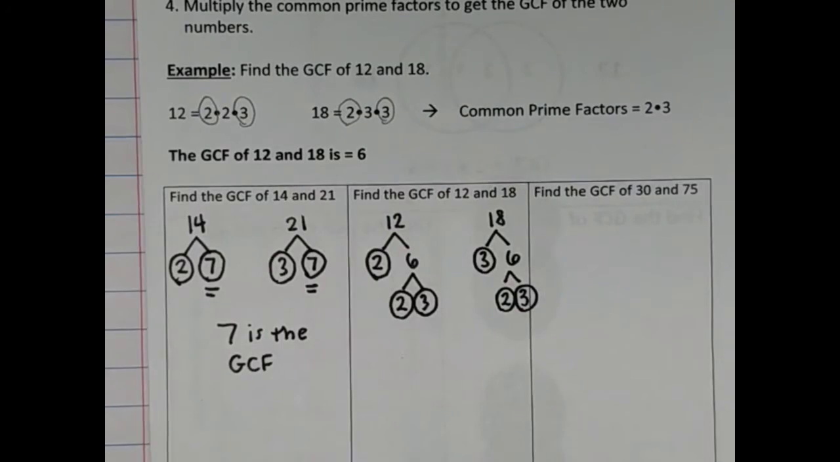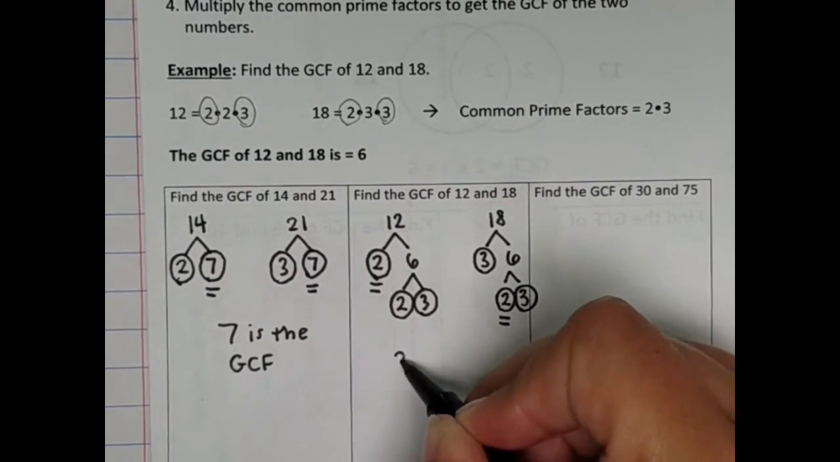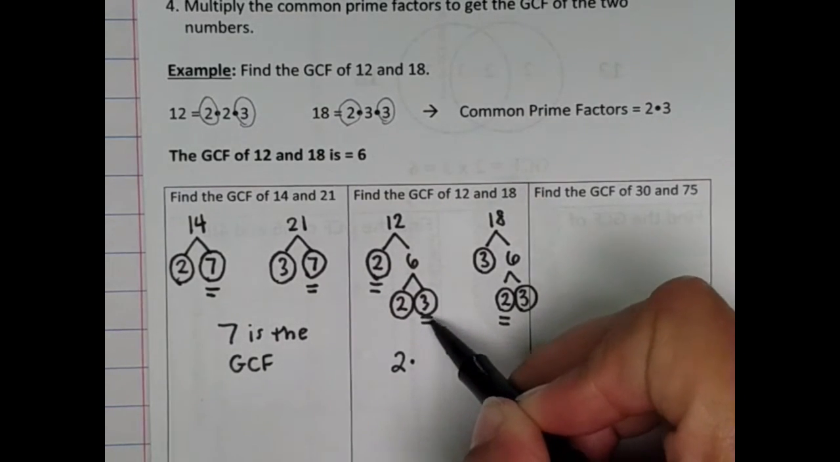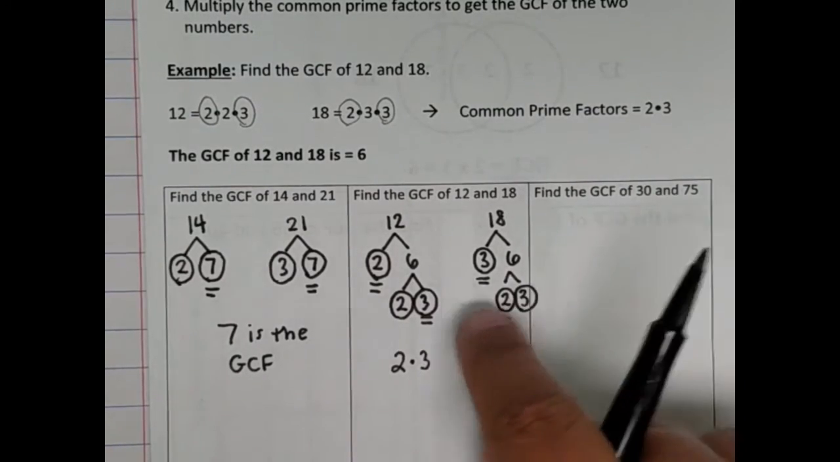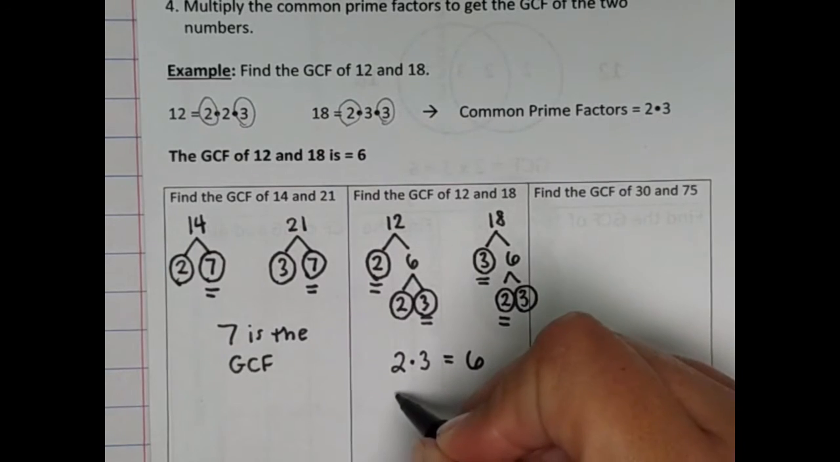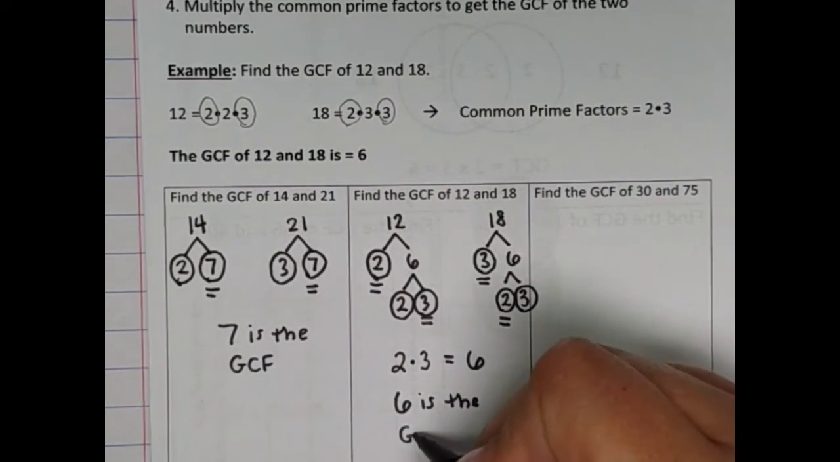And then I'm going to underline what they have in common. So this is a 2 and a 2, so they share a 2 in common. They share a 3 in common. And they don't share anything else in common because that's a 2 and that's a 3 and those aren't the same. And 2 times 3 gives me 6. So 6 is the GCF.